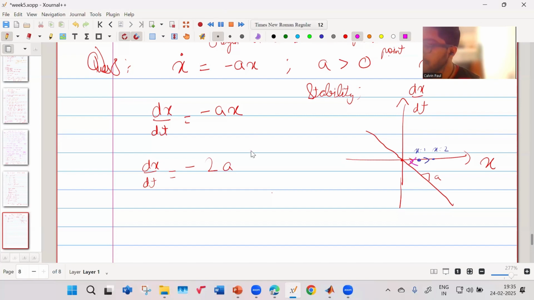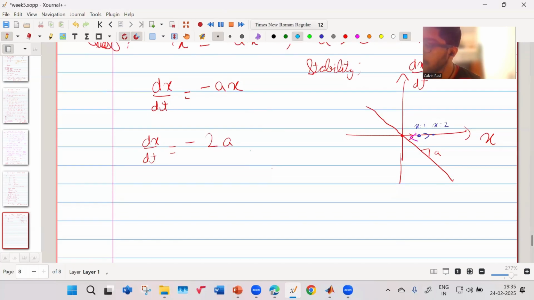That means if my x is greater than 0, then my derivative is less than 0. So if my x is trying to go away from the origin, my derivative will say that no, x should not increase, it should reduce. It brings it back to the origin. That way we can say the system is stable. This is what we have considered for this region, the entire region when x is greater than 0.